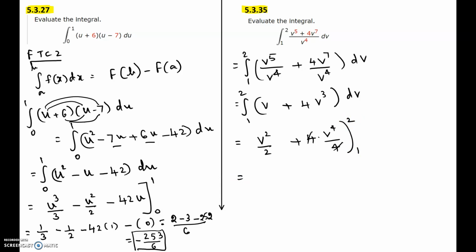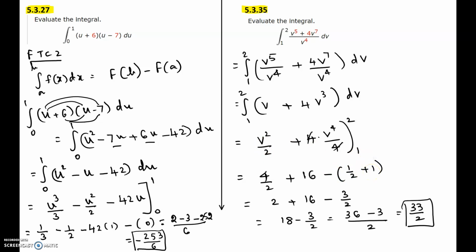So it is 2 squared over 2, that will be a 2, plus 2 to the power 4, so that will be 16, minus 1/2. Plug in the lower limit, plus 1. So we get 2 plus 16 minus 3/2. So if you do the math and simplify here, that will become 33 over 2.